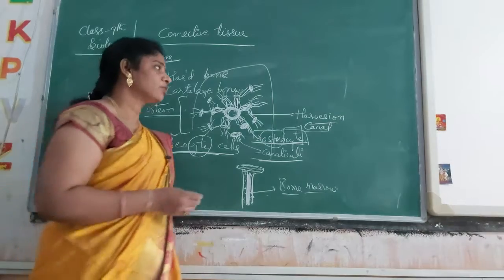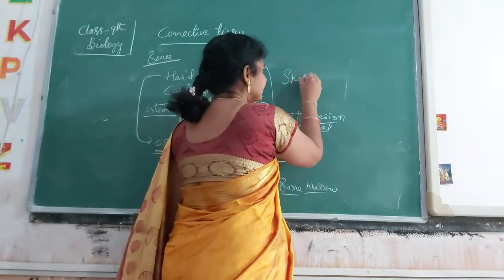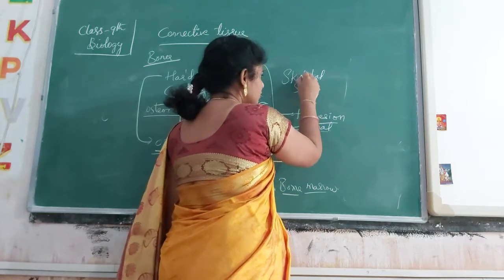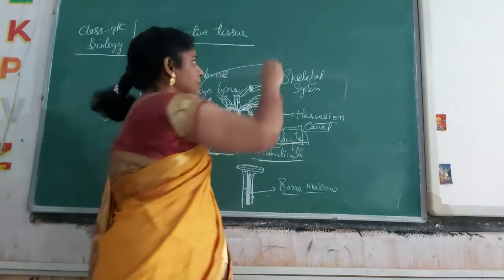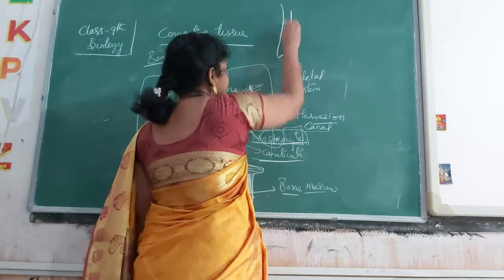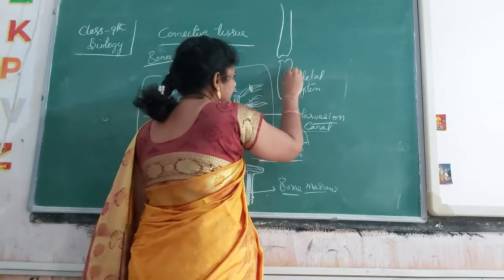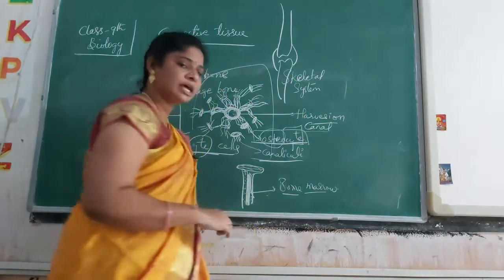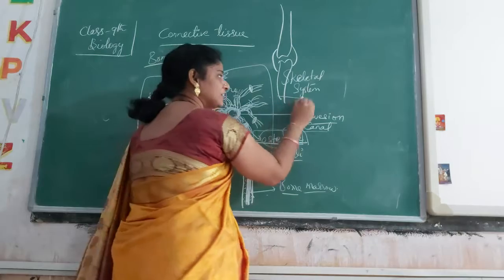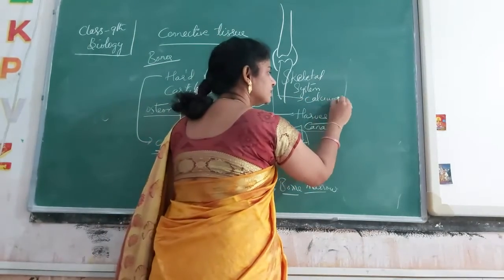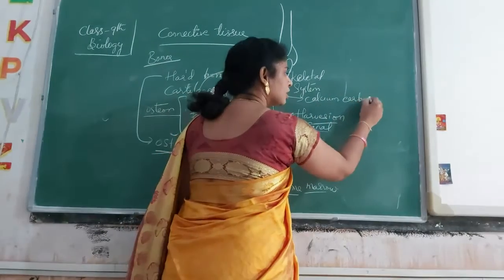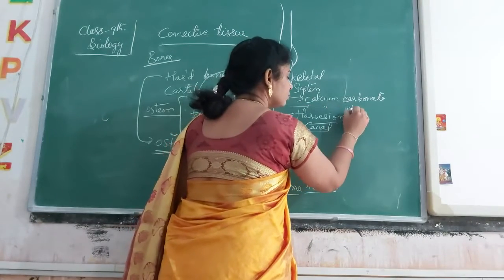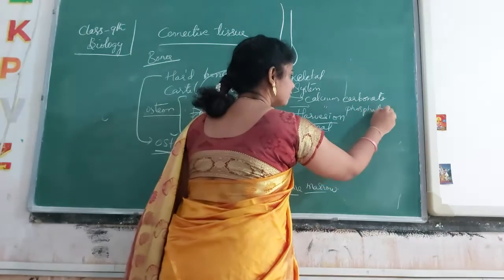Mainly it is giving us a skeletal system. Completely the bone system is called the skeletal system. A number of bones will be there like this, a number of bones which are jointed here. Bones are made up of calcium carbonate, calcium phosphates. It is also made up of calcium phosphate.